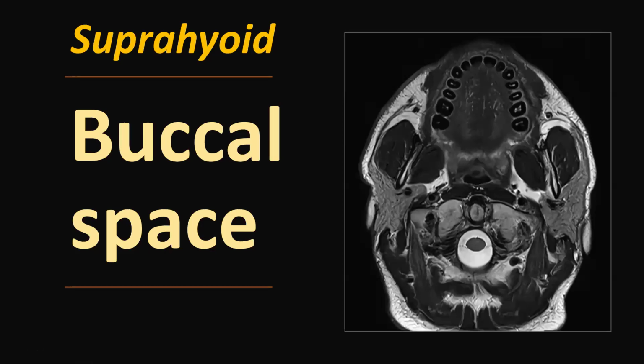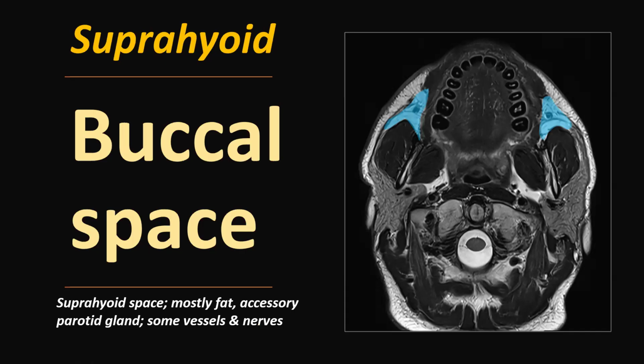Then the buccal space, I'm going to go very shortly on that one, because the buccal space or the buccinator space does not contain that much, mostly fat. Sometimes you can find an accessory parotid gland or an accessory lobe of the parotid gland there, and some vessels and nerves. So there isn't much that can cause pathology. It's mostly involved secondarily in disease processes originating from the surrounding spaces.